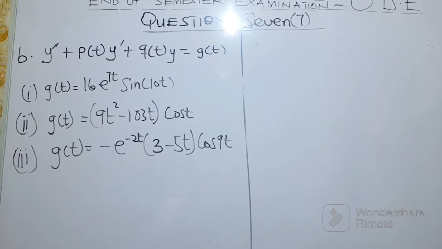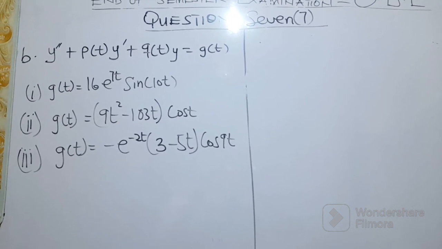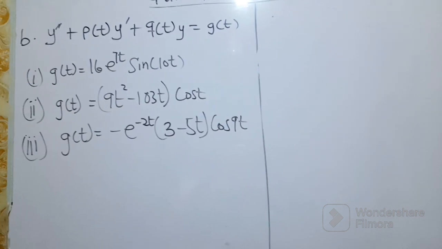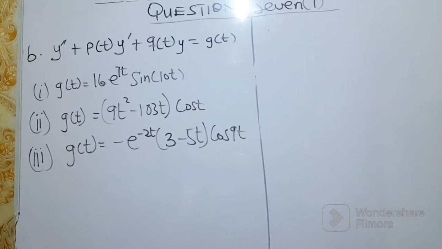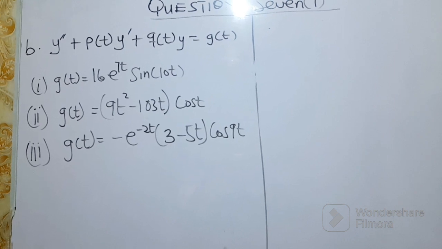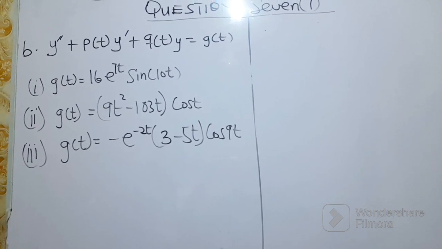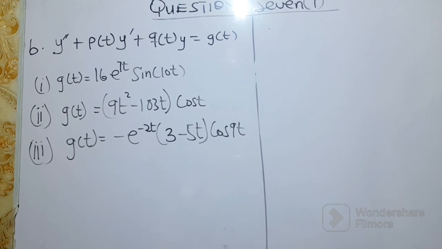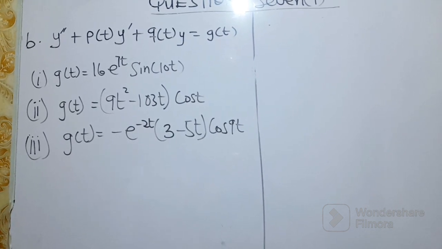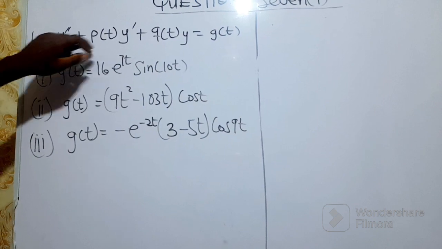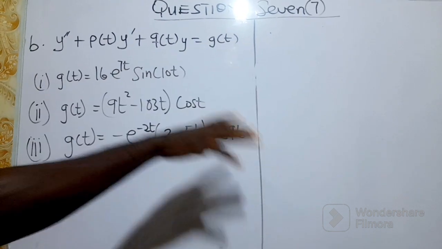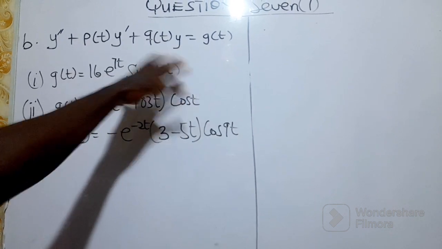differential equation y'' + p(t)y' + q(t)y = g(t) for the following g(t), and there is an instruction there: do not solve it. Do not solve. So we just have to find the general form of the solution. Remember, this equation in this form becomes non-homogeneous if g(t) is not 0, and these g(t)'s are all given as not 0.